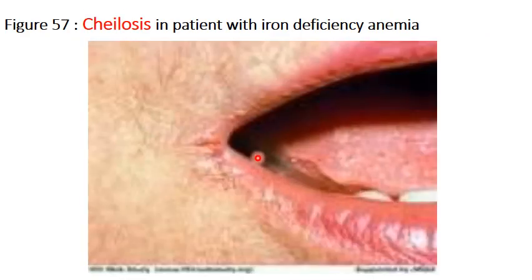This is also cheilosis. Cheilosis is fissuring in the angle of the mouth, which is another feature of iron deficiency anemia because it affects the integrity and the texture of the skin, so it becomes fissured here.